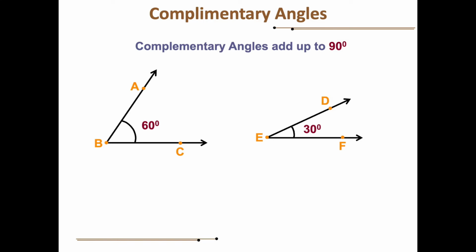Complementary angles are angles that add up to 90 degrees. For example, on the left there's 60 degrees, and on the right there's 30 degrees. If you add them together, then you get 90 degrees.